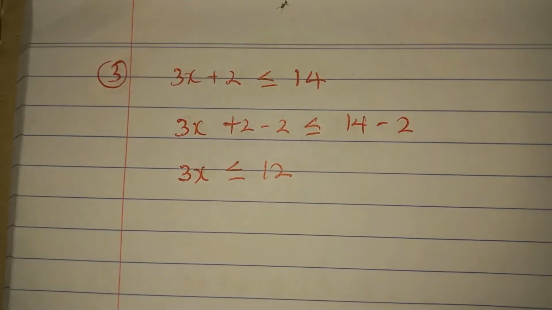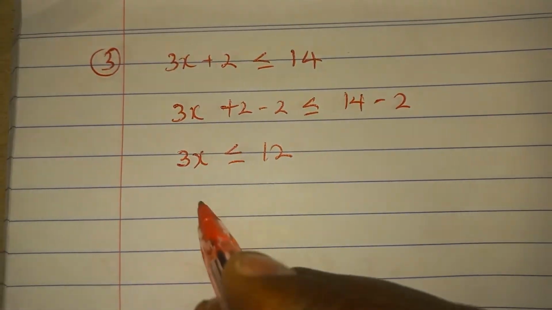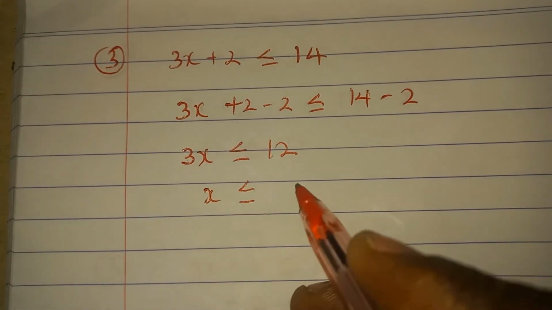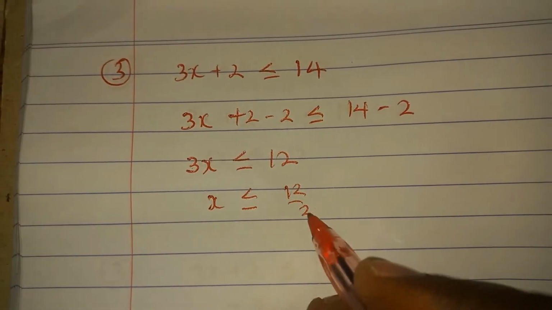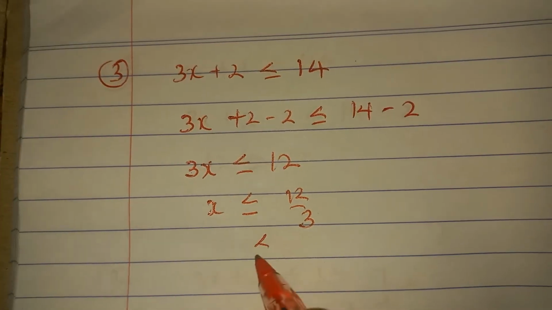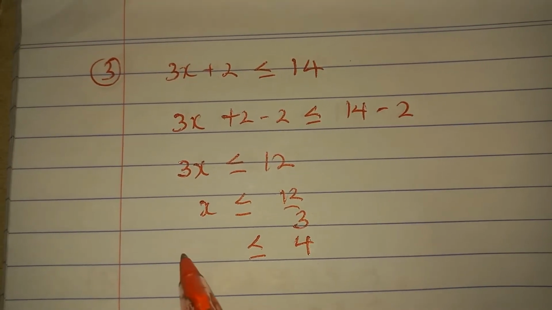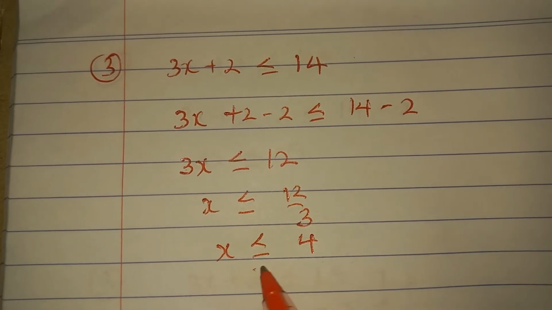Now, if you divide both sides by 3, then you'll have x is less than or equal to 12 over 3, which is less than or equal to 4. So that will be your solution.